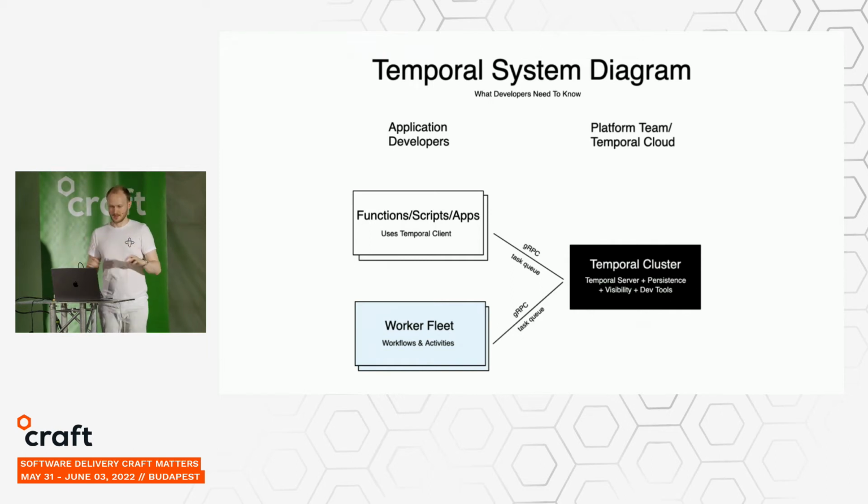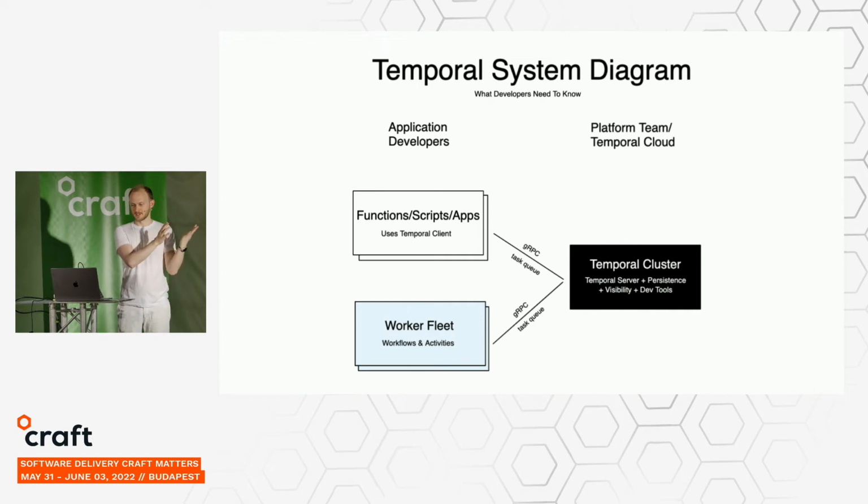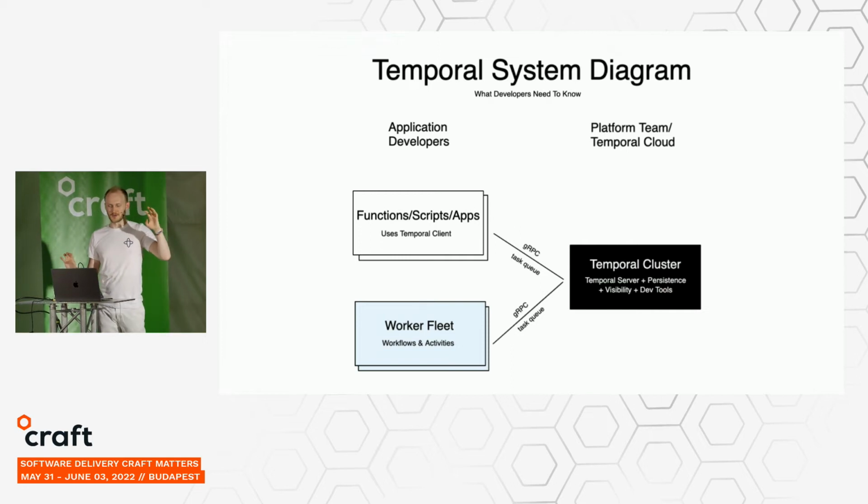So 3 parts. The client can be used anywhere. It could be in a serverless function, a script, or an app. It says, hey cluster, I want you to start this workflow. The cluster says, OK, I've stored it in the database, and it has a unique workflow ID. You can consider it started, and I promise that we will finish execution at some point, once all of the retries are done.